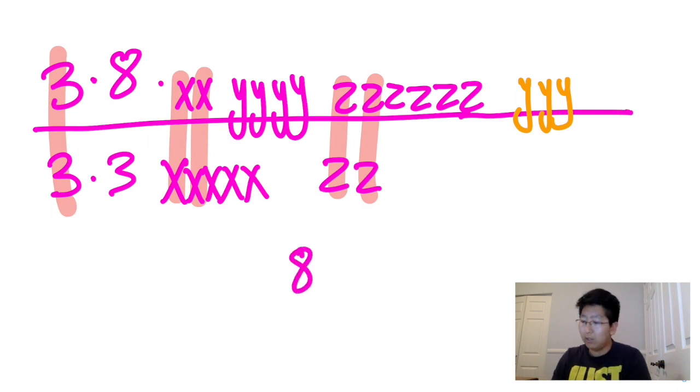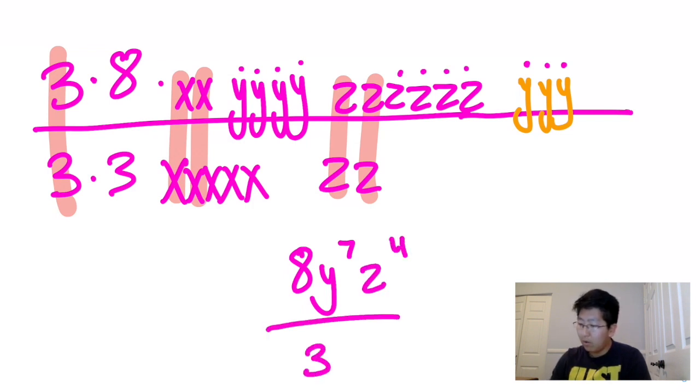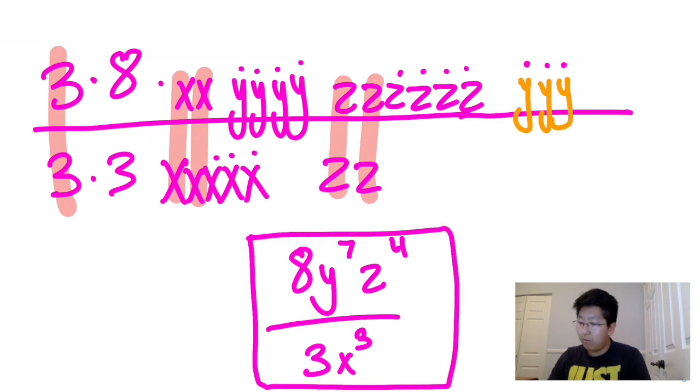The final answer is 8y to the 7th. So there's 7 y's on the top, and 4 z's. Z to the fourth over 3x, there's 3, so 3x to the third. That is going to be my final answer.